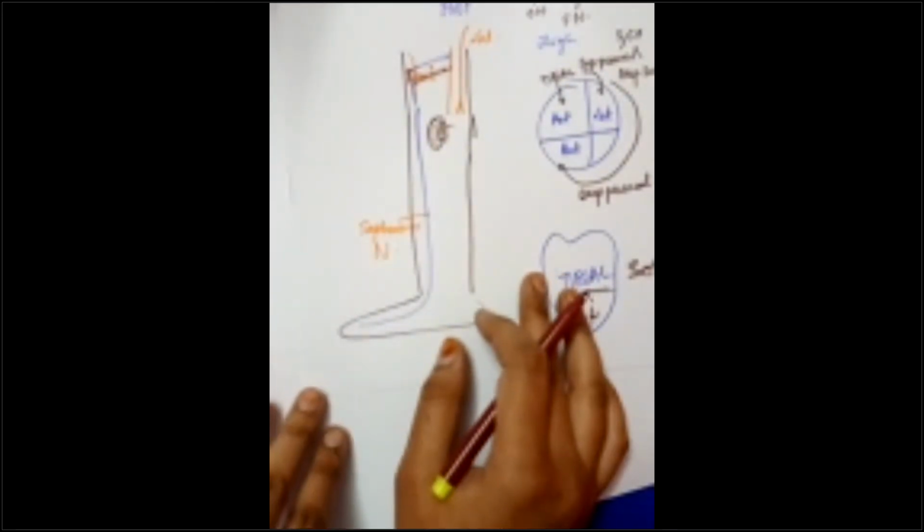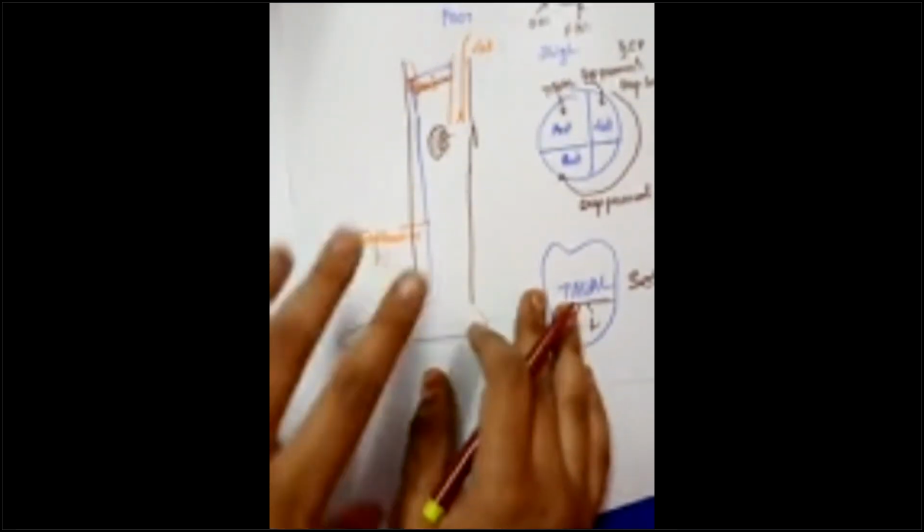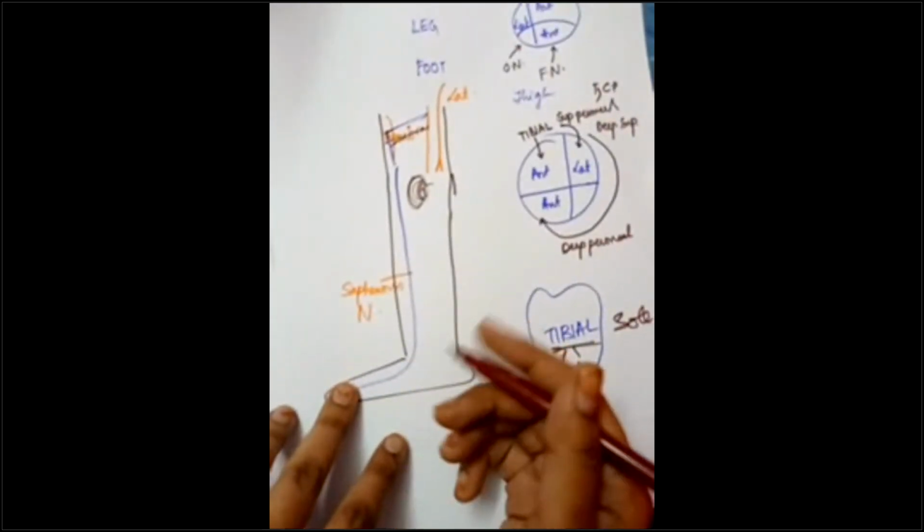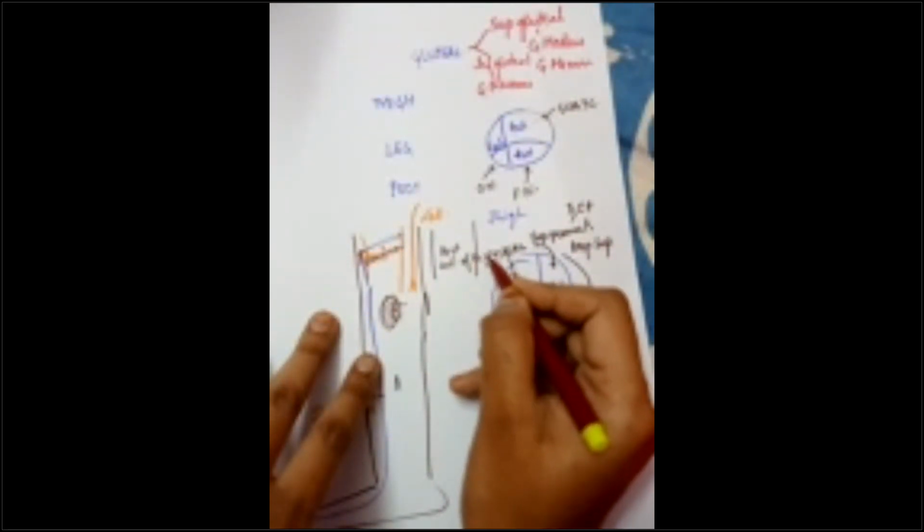Okay, medial compartment done. Now the posterior compartment of the thigh, the posterior cutaneous nerve of thigh. What is the root value? Posterior cutaneous nerve of thigh, what is the root value?